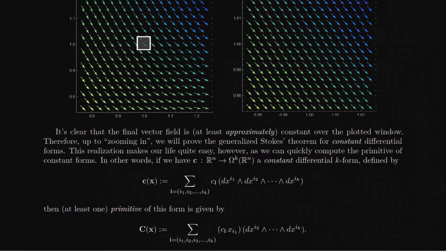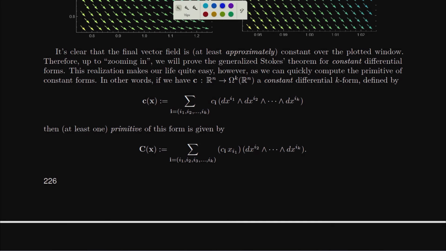But what that means about our theorem is that we can get away, at least for now, we're going to try to get away with just saying, hey, up to giving myself the ability to zoom in, I'm going to prove this generalized Stokes theorem for constant differential forms. So I know if I zoom in enough, I'll get a constant form as long as I start with a closed form. And so let's just assume that I've already zoomed in and then just work with constant differential forms.